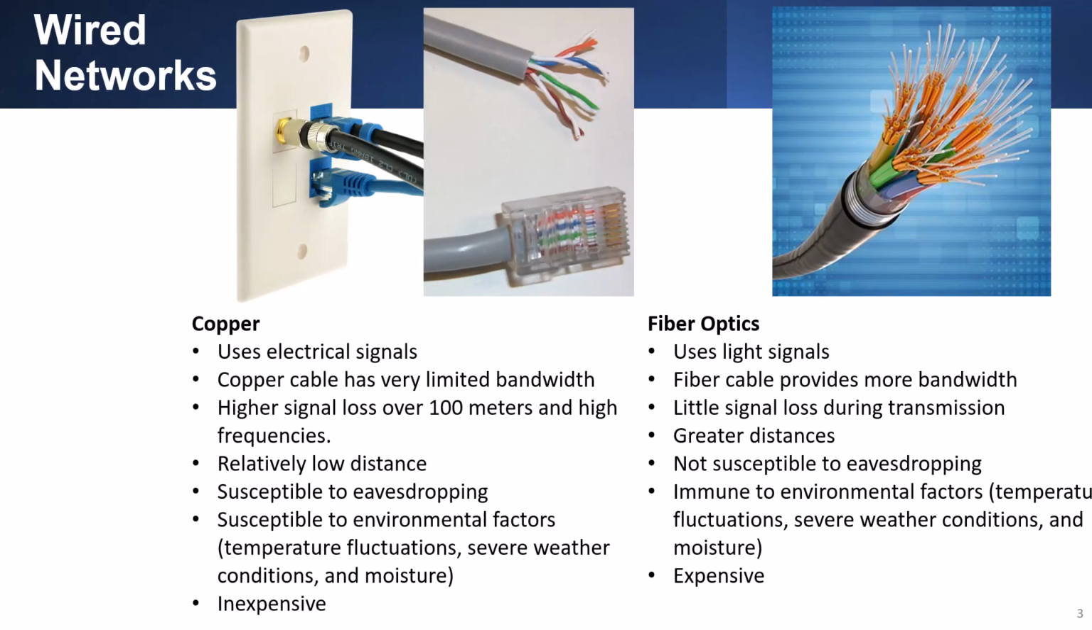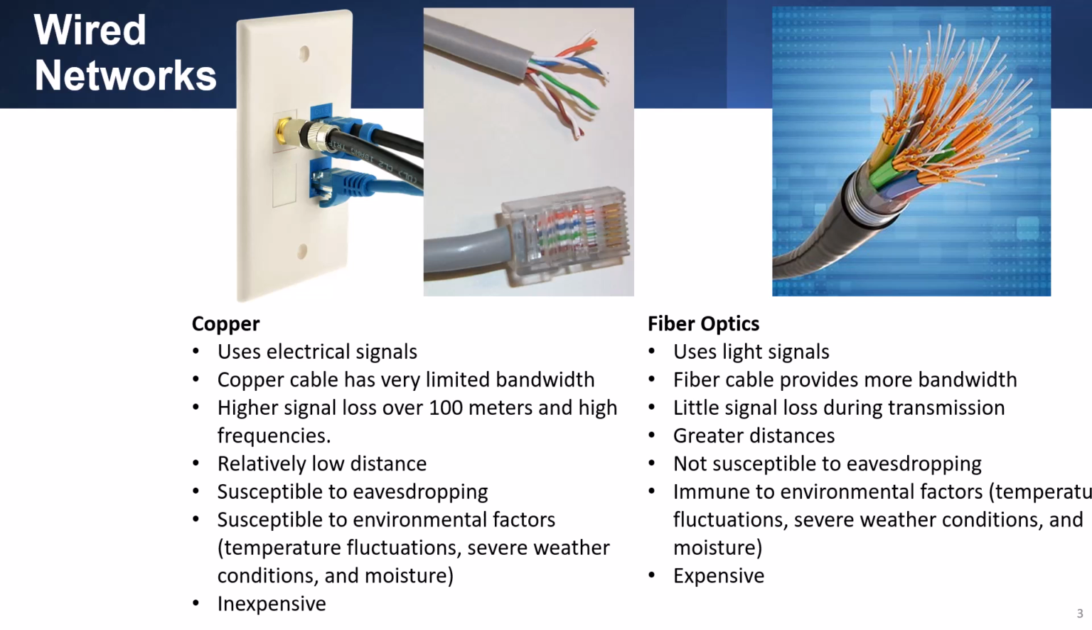Cabling can be divided into copper and fiber optics. Copper cabling uses electrical signals. Compared to fiber, copper cable has very limited bandwidth and higher signal loss over 100 meters and high frequencies. It has relatively low distance, is susceptible to eavesdropping, and is susceptible to environmental factors such as temperature fluctuations, severe weather conditions, and moisture. Compared to fiber cabling, copper cabling is inexpensive.